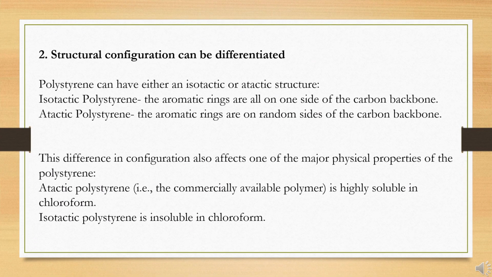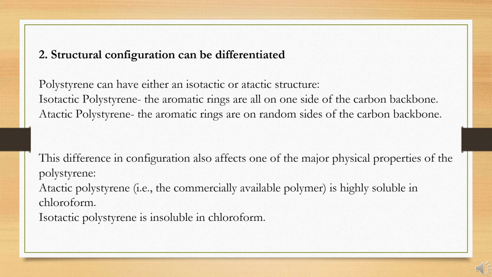Secondly, the structural configuration of a polymer can be differentiated by using IR spectroscopy. I'm going to use polystyrene as an example. Polystyrene can have either an isotactic or atactic structure. Isotactic polystyrene means that all the aromatic rings are on one side of the carbon backbone, while for atactic polystyrene, the aromatic rings are on random sides of the carbon backbone. This difference in configuration affects one of the major physical properties of polystyrene.